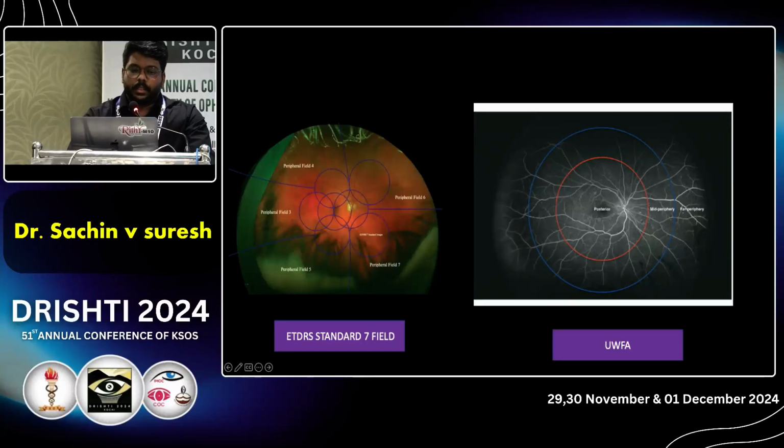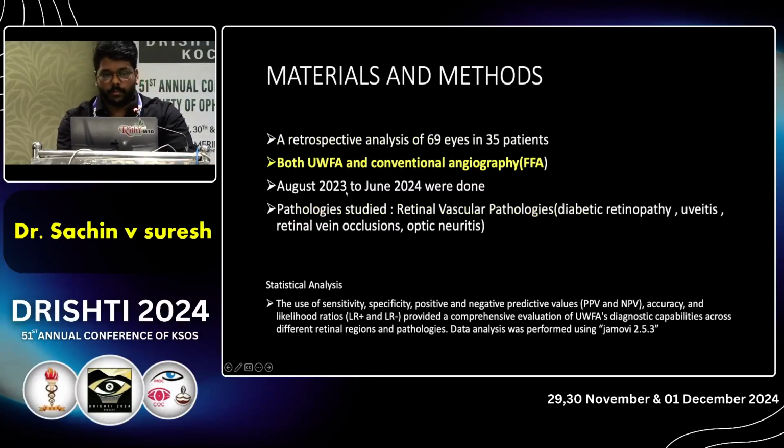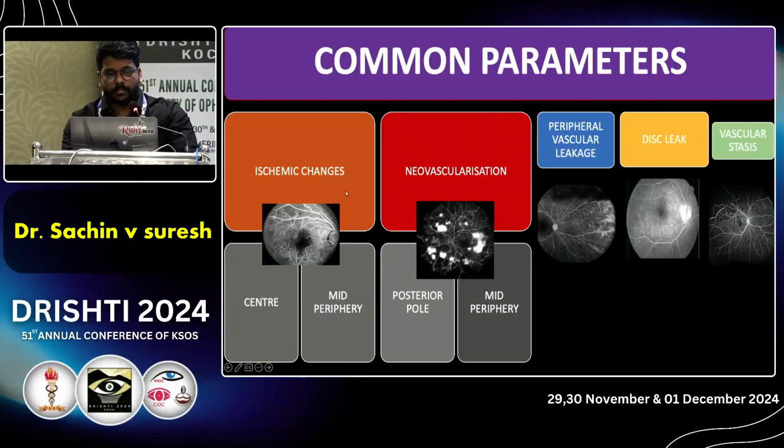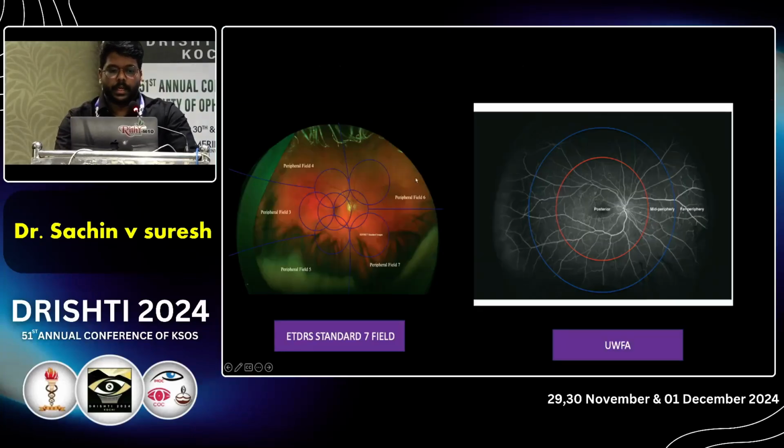This is an ETDRS standard 7 field, which consists of a 30 degree circle which extends 70 degrees horizontally and 75 degrees vertically. And this is an ultraviolet field image showing the different parts of the retina, posterior, mid periphery and far periphery, in a single shot.